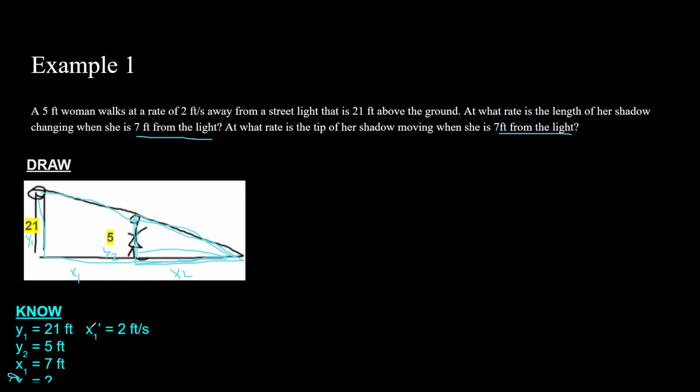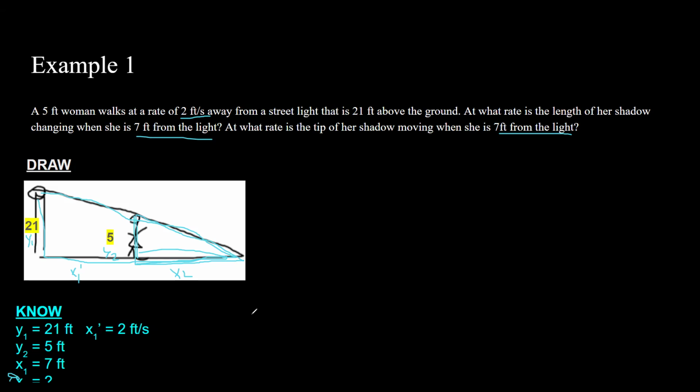I do know that it gave us a rate of change. Anytime there's a rate of change, we know that's a prime something. Which prime? It's x1 prime, because 2 feet per second away from the street light. So that's the change in x1. And it's positive because she's going away from it, so it's getting bigger. So that's important. Positive, negative matters. So we just wrote what we knew.